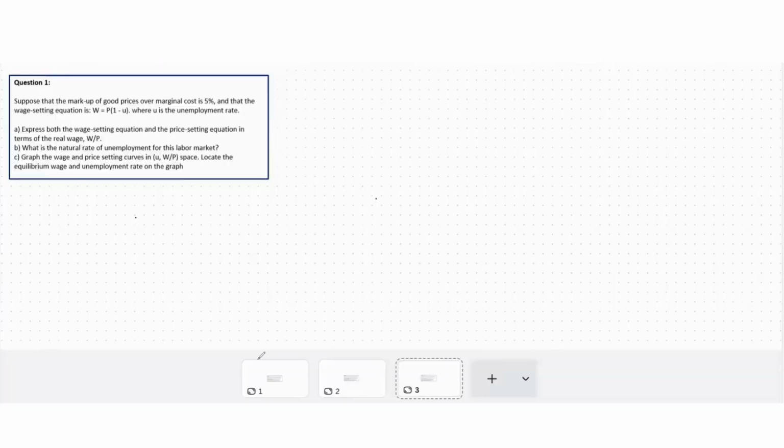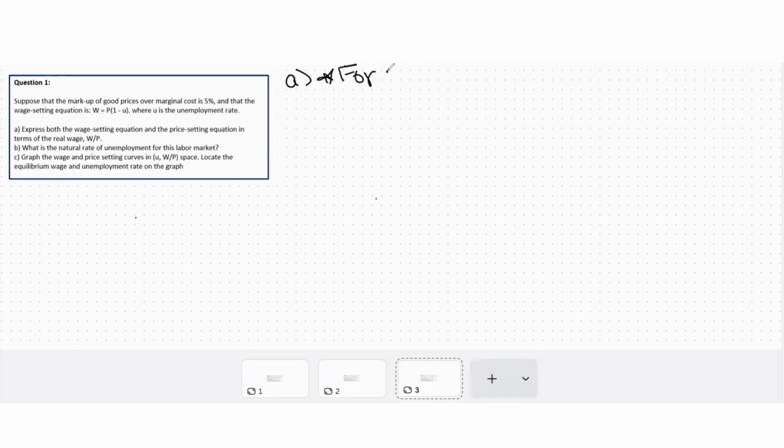We want to look at this question from the WSPS model, where we're given that the markup of good prices over marginal cost is 5%, and we're given the wage setting equation. The first part asks us to express the wage setting and the price setting equation in terms of the real wage. So let's start with the WS equation.